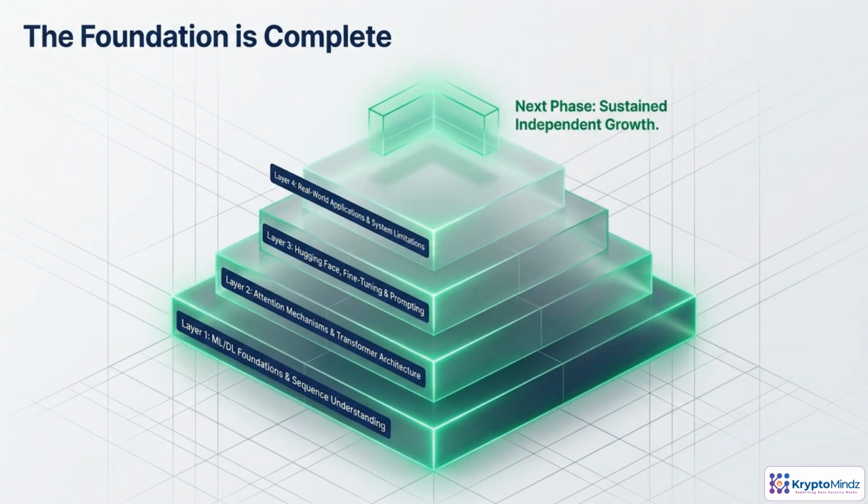Picture your progress as a four-layer pyramid. At the base are your ML and deep learning foundations, plus intuition for working with sequences. Above that sits your understanding of attention and transformer architecture. Then you added practical skills with Hugging Face, fine-tuning, and prompting. Finally, you explored real-world applications and limitations. That structure is now in place. From here, our focus shifts to the next phase: sustained, independent growth as a transformer practitioner.